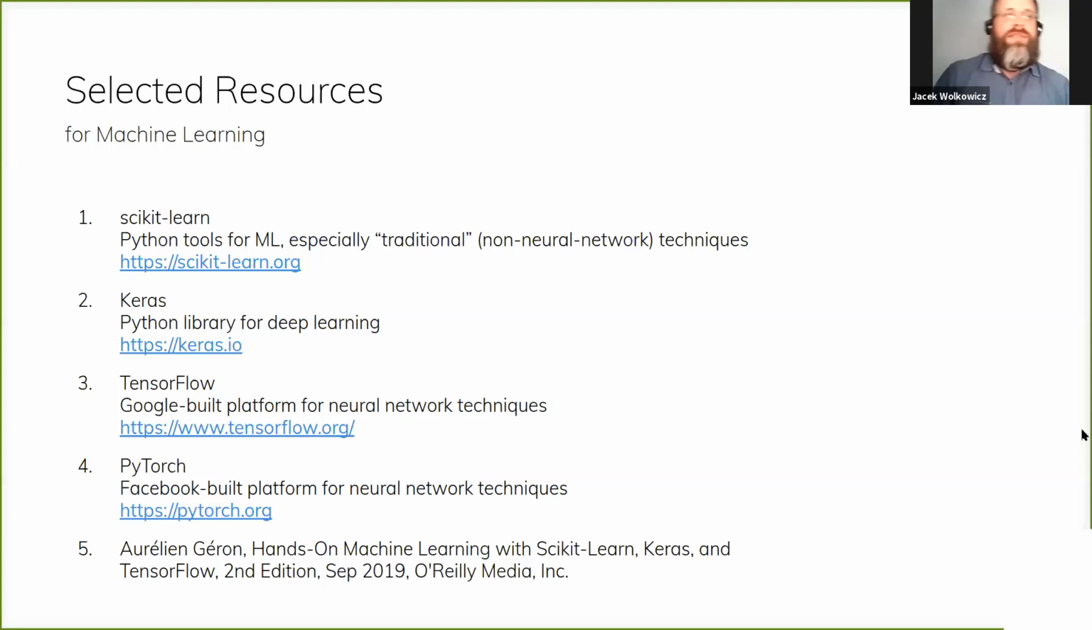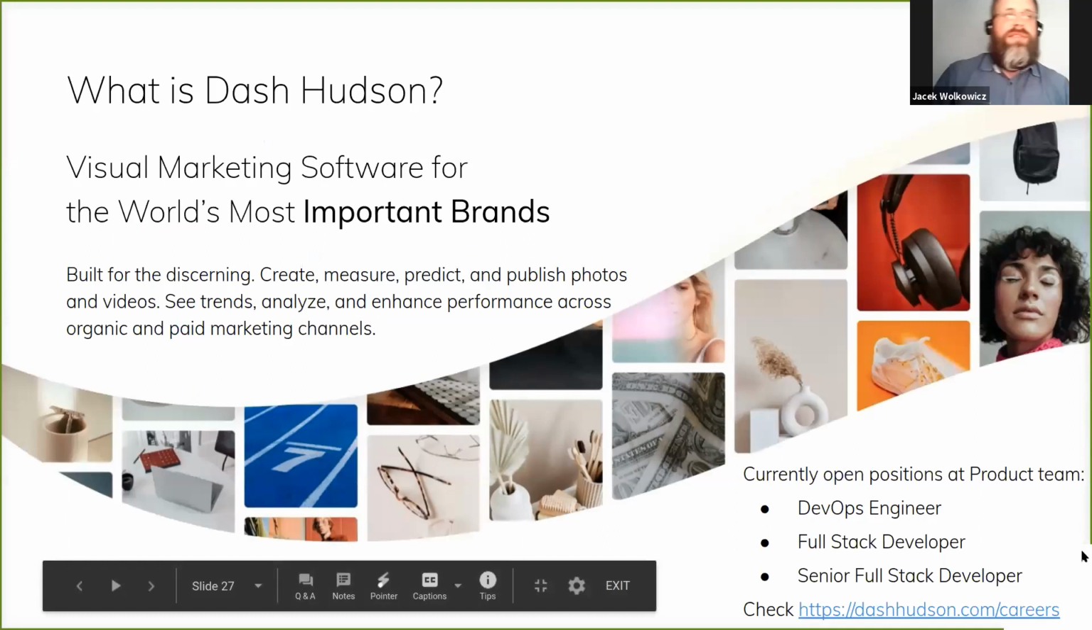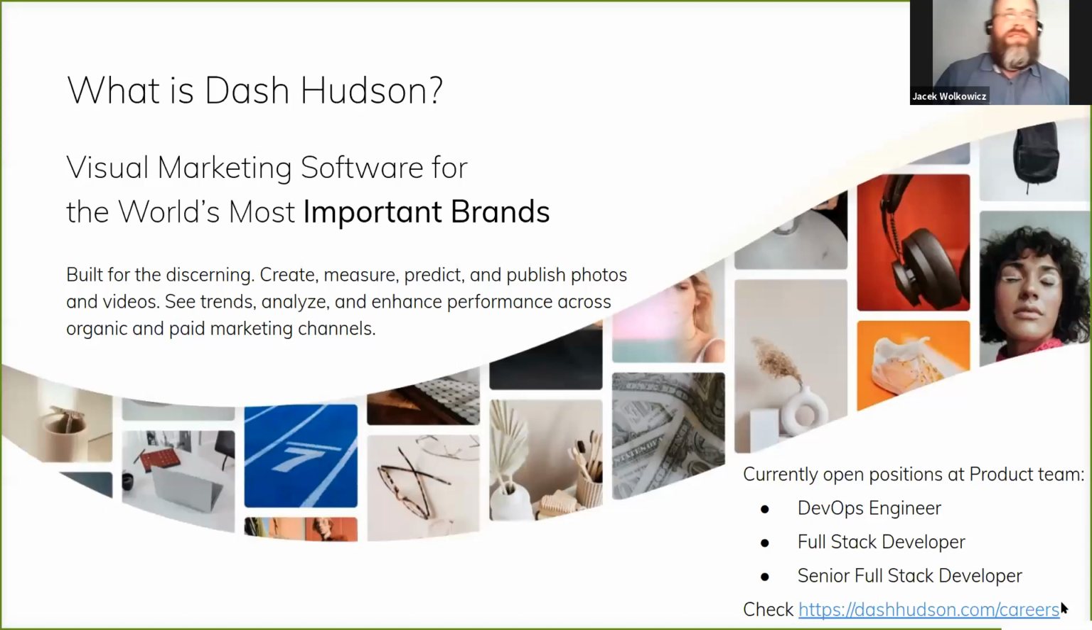Okay. Next. If we look at Dash Hudson, what Dash Hudson does in general is, it's a visual marketing software for the world's most important brands. And if we read closer, it's built to discover, create, measure, predict, and publish photos and videos, see trends, analyze, and enhance performance. All of this is actually part of the solutions that we've shown. It's all about measuring, analyzing, and enhancing. That's all the smart stuff that can be done with deep neural networks.